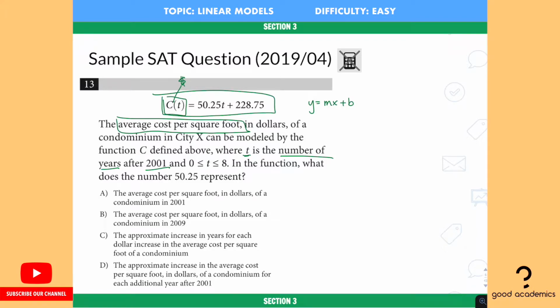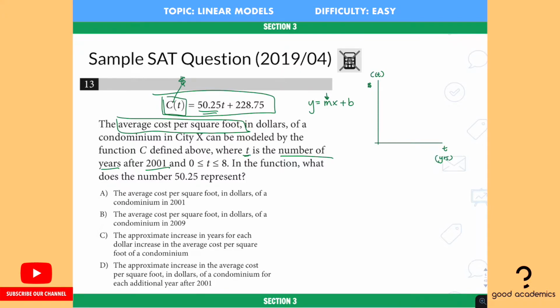Okay, now, if you look at the 50.25, the placement of the number is right in front of the t, which is just like the m, which tells us that, hey, that's a slope. Now, what does a slope mean? It will be a lot easier to explain if we have a little graph. So this is C of t, which we are going to use a dollar sign for, and this is time. This is in the amount of years.